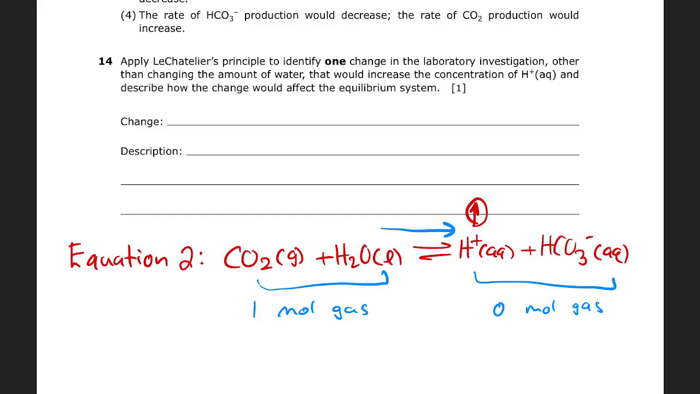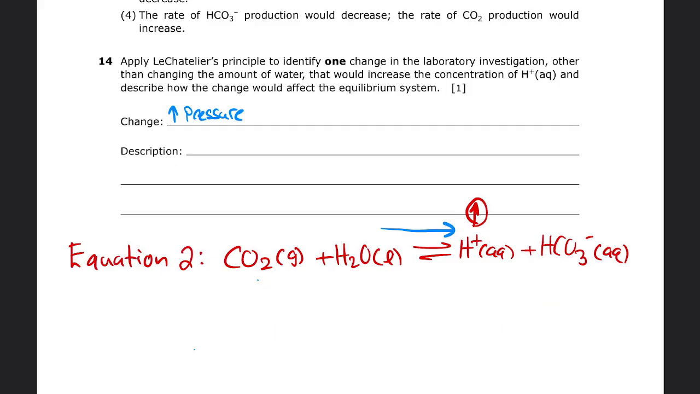So if we are to increase pressure, think which way we're going to shift. If you're thinking we're going to shift to the right because 0 moles of gas is less than 1 mole of gas, you're correct. So one of the changes you could do is an increase to pressure. If you chose that change, you would just have to justify that exact explanation.